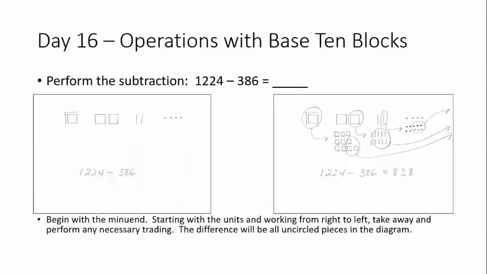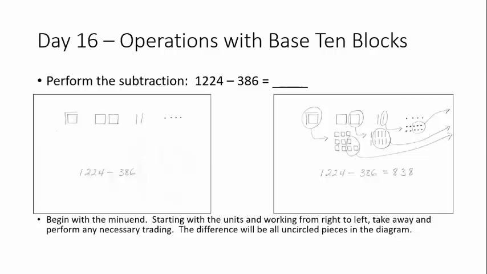When you draw this on paper, remember you draw only the minuend. We draw the representation for 1,224. Notice that that is drawn in the picture on the left. In order to subtract 386, we have to perform some trading.